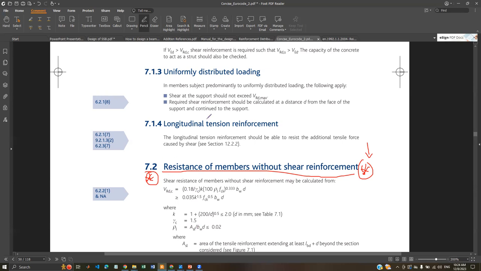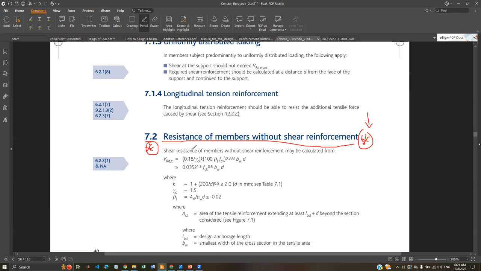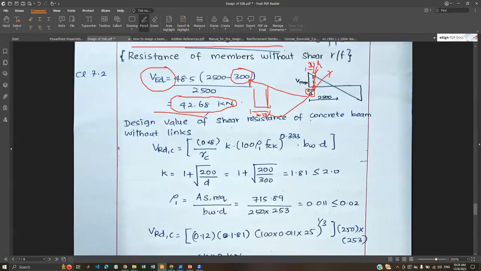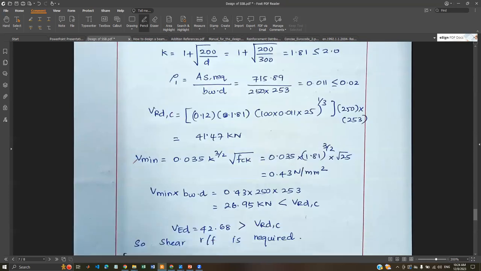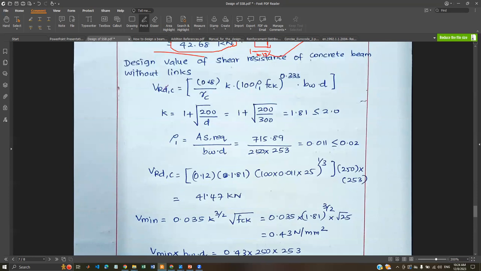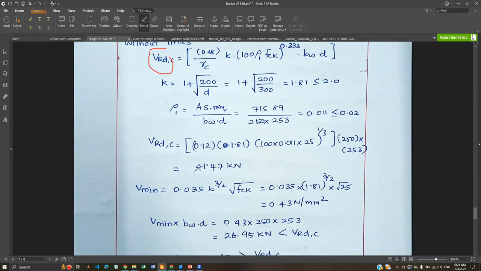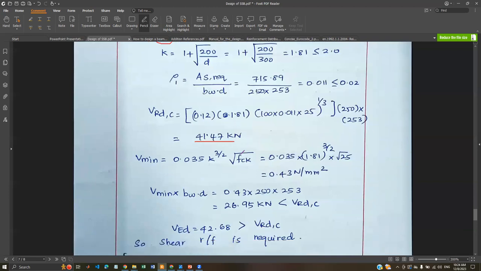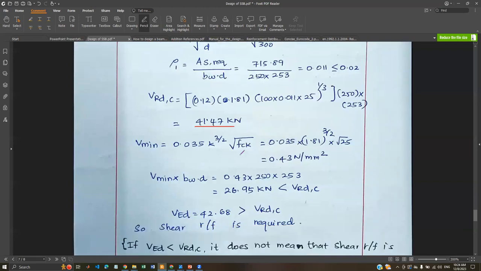So the same thing we did for the slab design, right? So you can perform it. These parameters, you know where to calculate them, and you can perform this and check whether your value is in the acceptable range or not. So right after you calculate your VRd,c, you know how to calculate these, right? So I got it as 41.47, and then I need to check with the VEd.